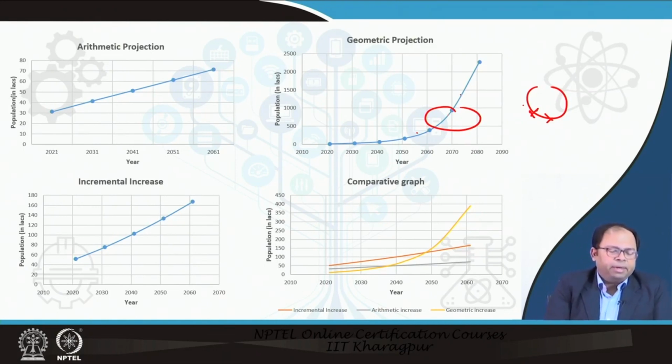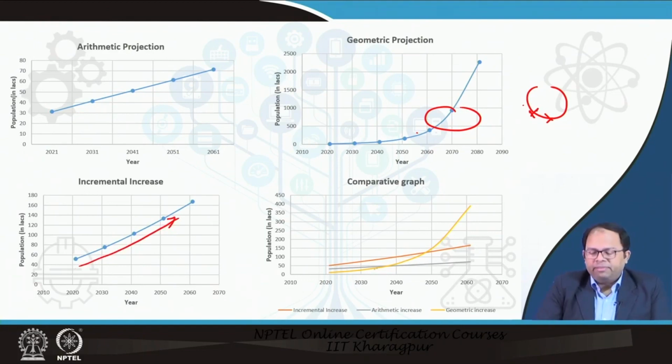And then we have the incremental increase method, which we have seen is a little bit in between both arithmetic progression and geometric progression, but the rate of increase is more appropriate. If we compare these three, this is linear, this is the arithmetic projection, this is the incremental increase, and this is the geometric increase.